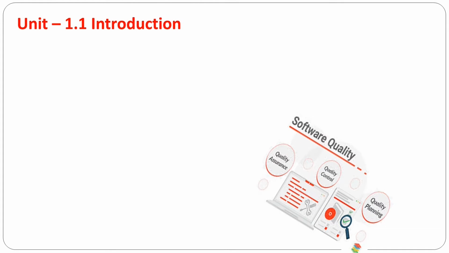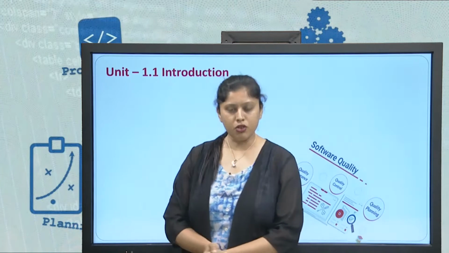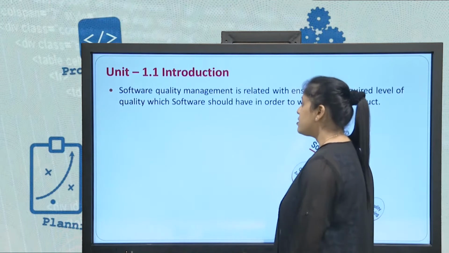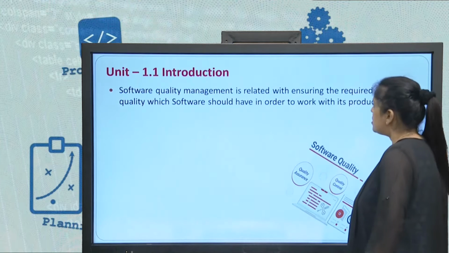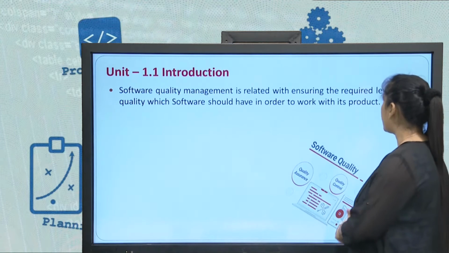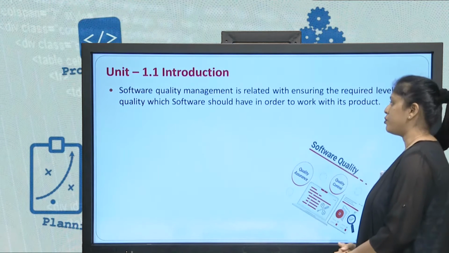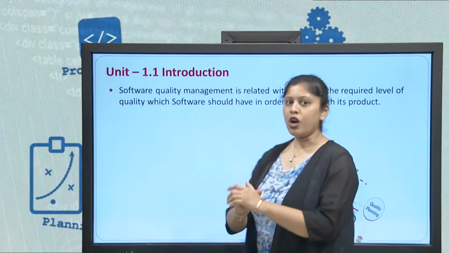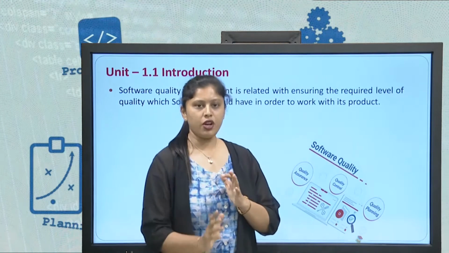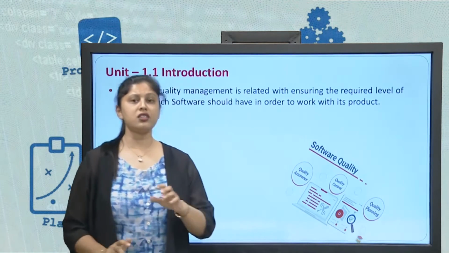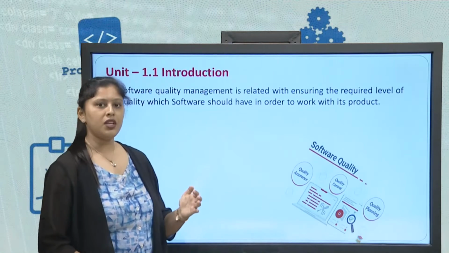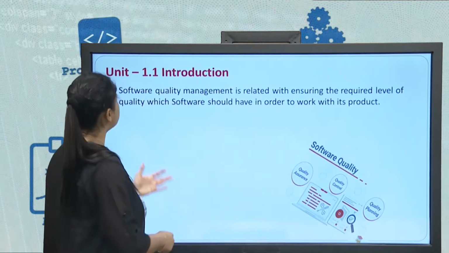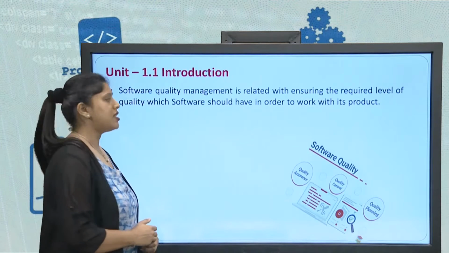Let us start with unit 1.1, which is an introduction of software quality management. Starting with this, software quality management is related with ensuring the required level of quality which software should have in order to work with its product. Alright, so what quality it should have? My software which I have developed, what is its quality? Whether it is highly qualitative, or whether it is having medium kind of quality, right? All that is ensured with my software quality management.